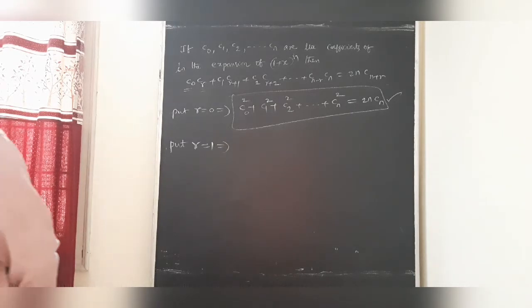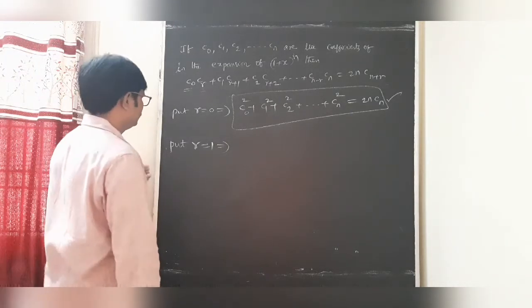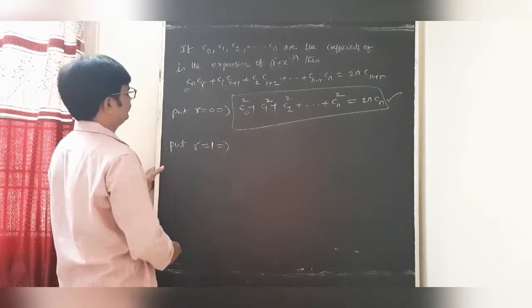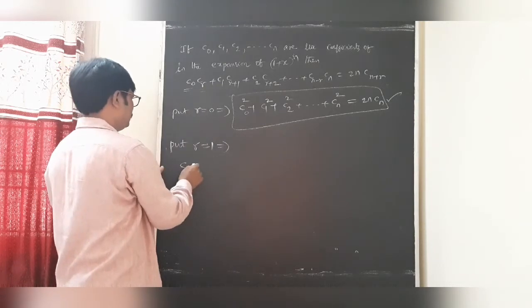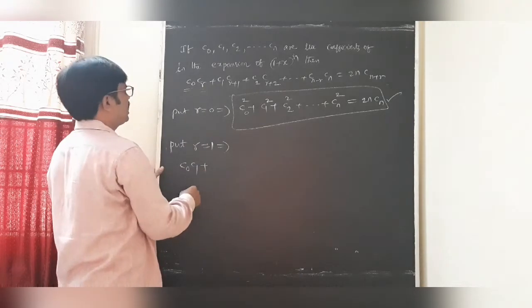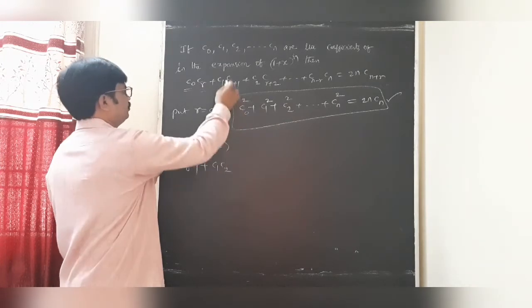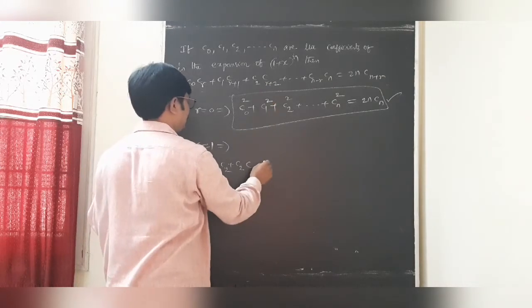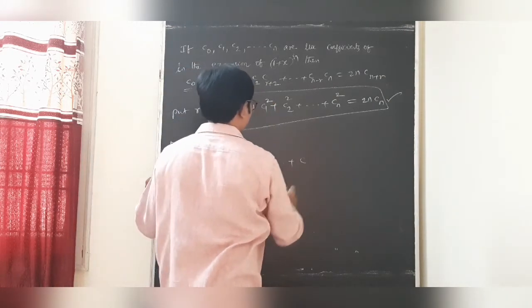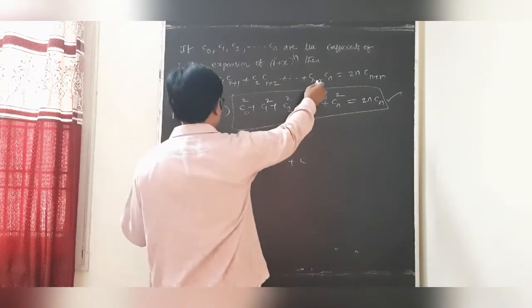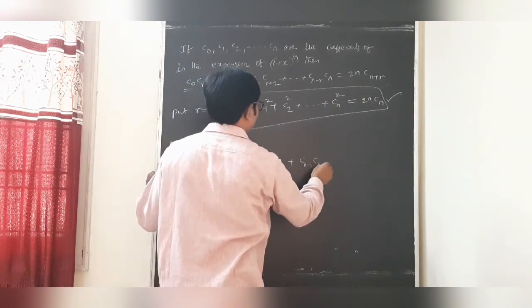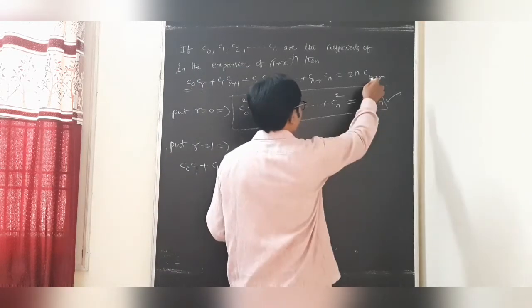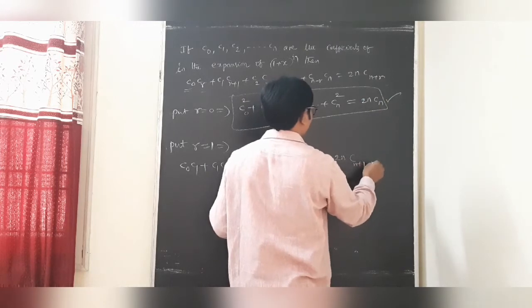Now, students, substituting r equal to 1, we get C0 C1, C1 C2, after that C2 C3, and so on, up to C(n-1) Cn. Then it is 2nC(n+1).